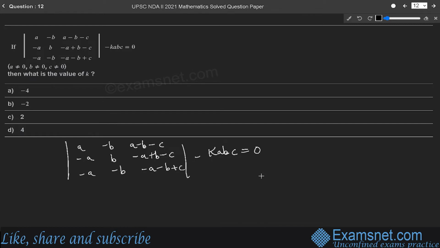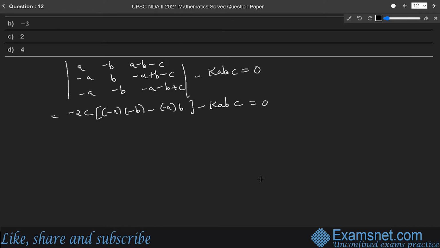So further, on expansion of this determinant, it can be written as minus 2C into minus A into minus B minus of minus A into B minus KABC is equal to 0. Now on further solving, it will be equal to 2C into 2AB minus KABC is equal to 0. So minus KABC is equal to 4ABC. So we can say that K will be equal to minus 4. So this is the required value of K for the given question.